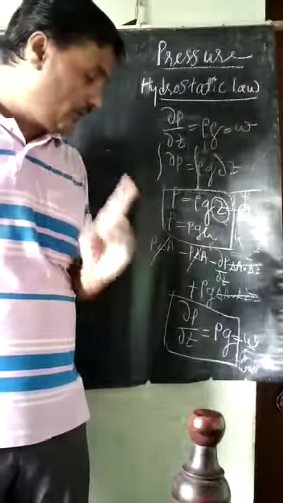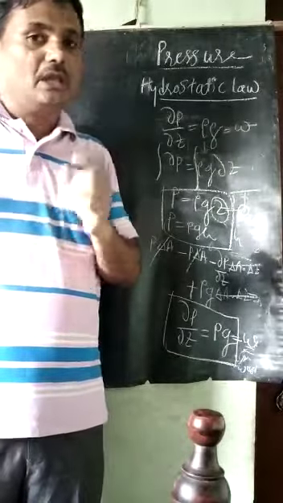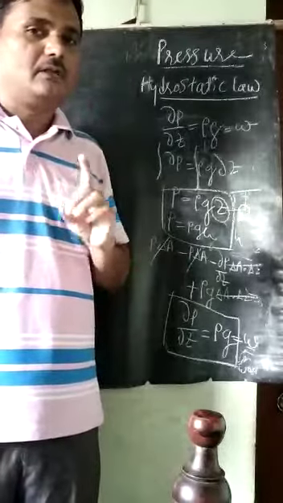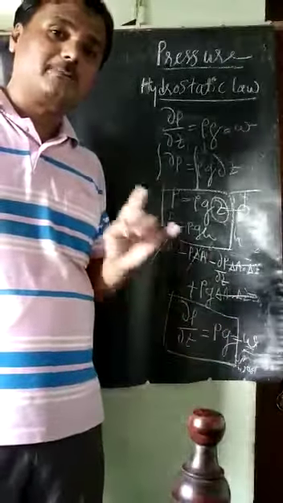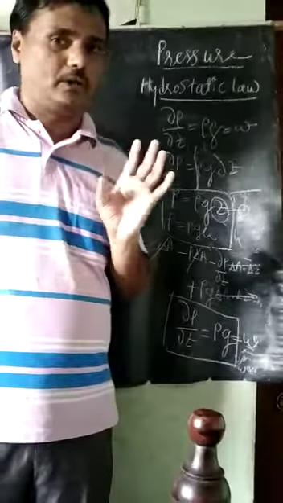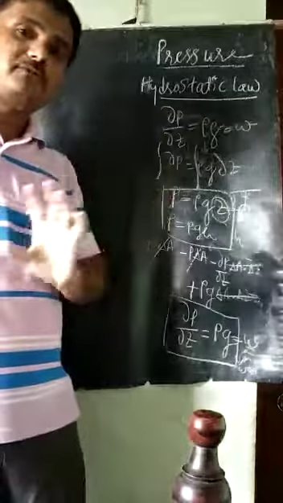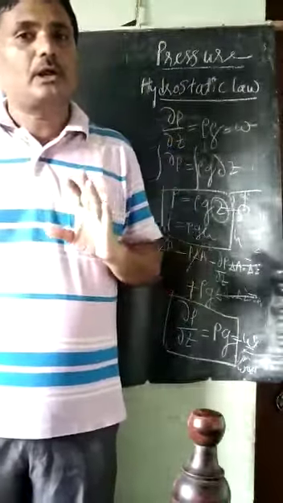Actually, what the hydrostatic law is telling here now is that the change of intensity of pressure in a vertical downward direction in a static fluid is always equal to the weight density or specific weight of the fluid at that point here. That is called the hydrostatic law. This is the proof of the hydrostatic law here. So now, this is about hydrostatic law.